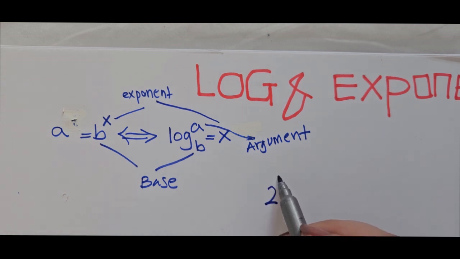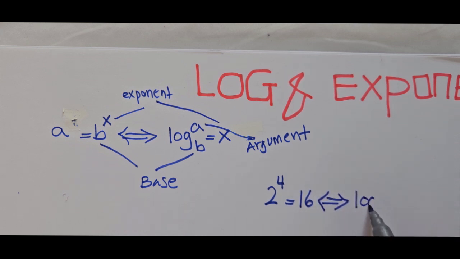If 2 to the power 4 is equal to 16, this is the exponential form. The equivalent logarithm form would be logarithm. As per this formula, the base is 2, the 4 comes here, and this is 16. Remember, guys, this is a very simple question because you already know what 2 to the power 4 is, and you can simply see how the relationship between these two works.